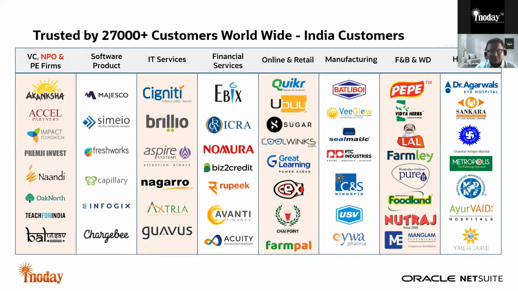While I talked about 27,000 customers, I want you to spend another 5-6 seconds to go through some of these names, which are spread across verticals, whether VC firms, non-profit organizations, PE firms, manufacturing, healthcare, financial services, or software product companies. Companies like Dr. Agarwal Eye Hospital have been with us for more than 15 years, and many of them are 10 to 5 years in the making. We are really proud to have them with us. One mention I would surely like to make is Freshworks, one of our Indian unicorns, which recently listed on the New York Stock Exchange and is also our customer.